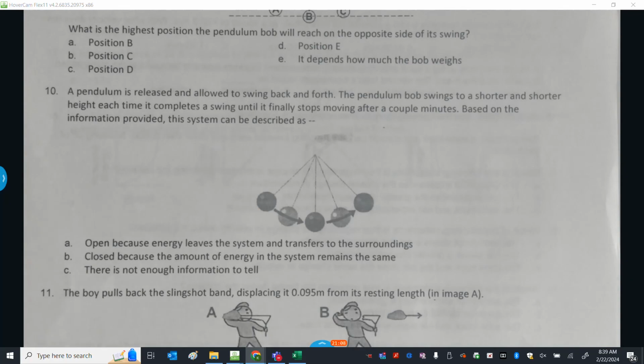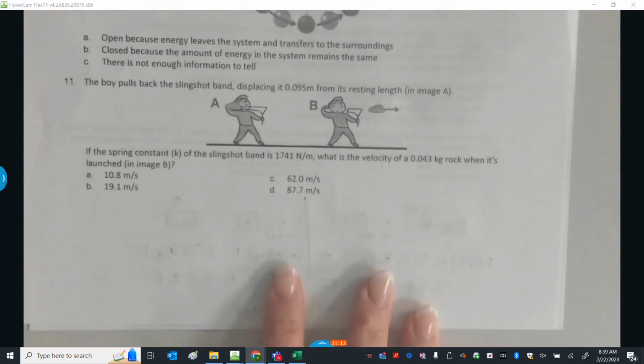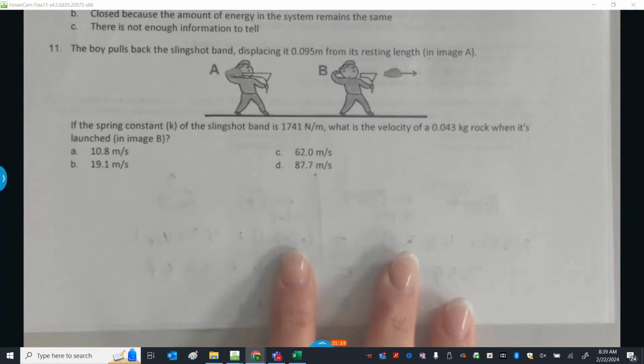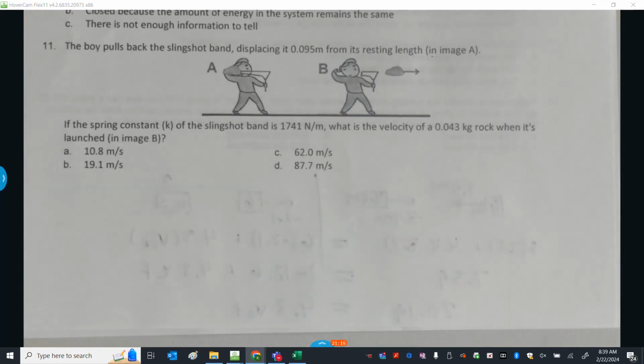All right. Number 11 has this boy using a slingshot. Okay, let's see how we did with number 11. Last period they did pretty good. All right. Sorry, I closed the thing on accident. There it is. 85% of you got number 11 correct.